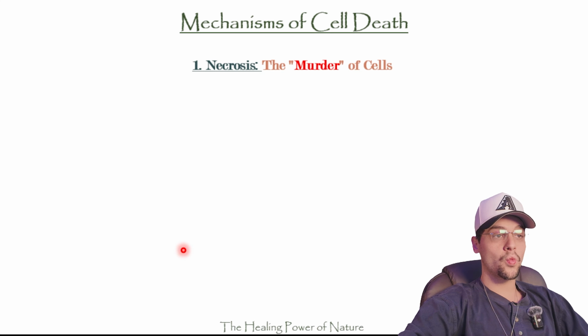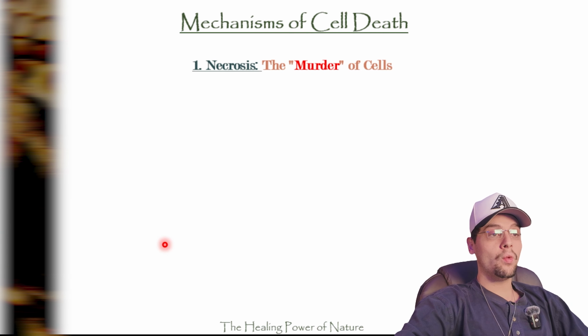First is necrosis. Whenever you hear the word necrosis, I want you to think of the murdering of cells. This is because necrosis is uncontrolled cell death caused by external injury. It is always pathologic, never physiologic, and triggered by insults such as ischemia, toxins, trauma, or infection. It always results in inflammation because the cell membrane ruptures, spilling contents into the extracellular space.